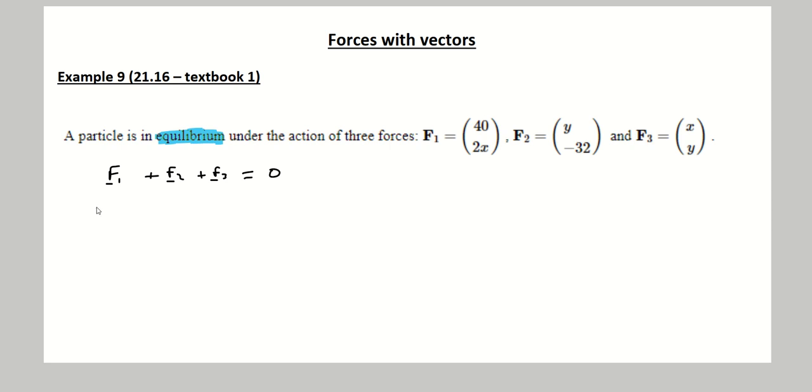Alright, now let's go ahead and substitute in our column vectors. So in place of F1, I've got 40 and 2x. In place of F2, I've got y and minus 32. And in place of F3, I've got x and y.